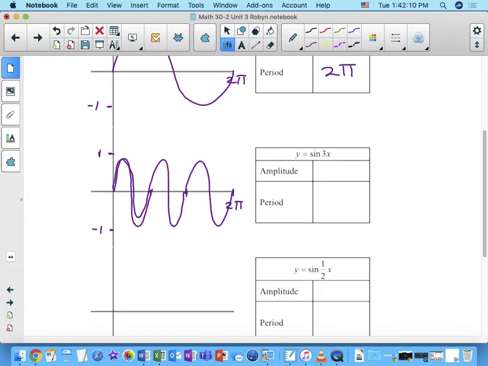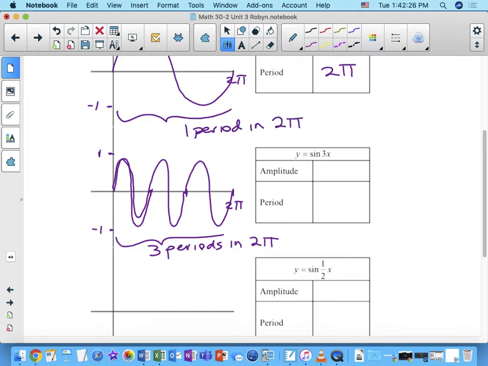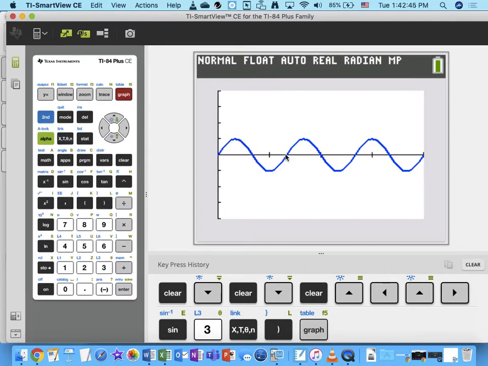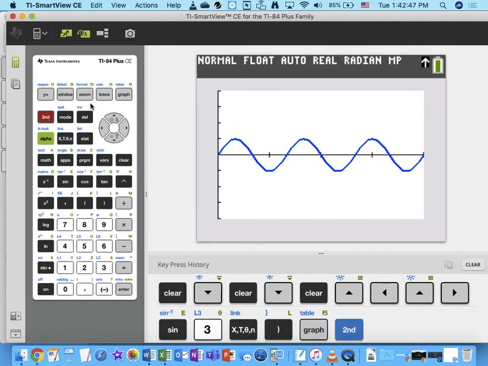Okay, so what we have here is 3 periods in 2 pi. This is 1 period in 2 pi. Well, if we have 3 periods in 2 pi, if we wanted to figure out what one of them is, we could just go to our graphing calculator and figure that out, right? The end of the period actually happens at this first 0. So we could certainly figure it out that way.